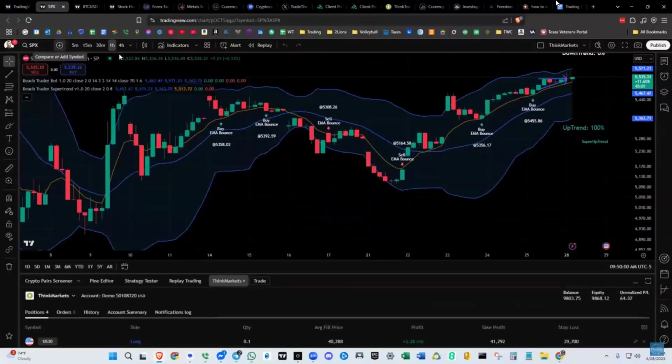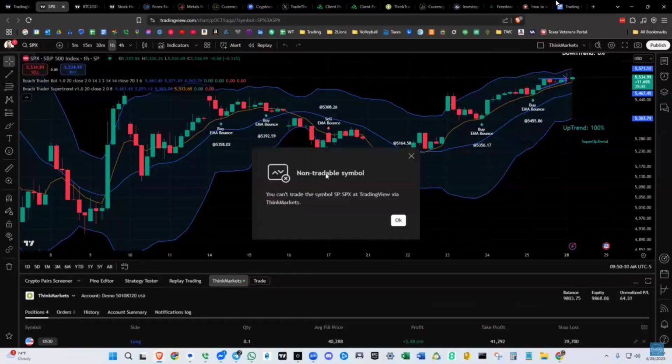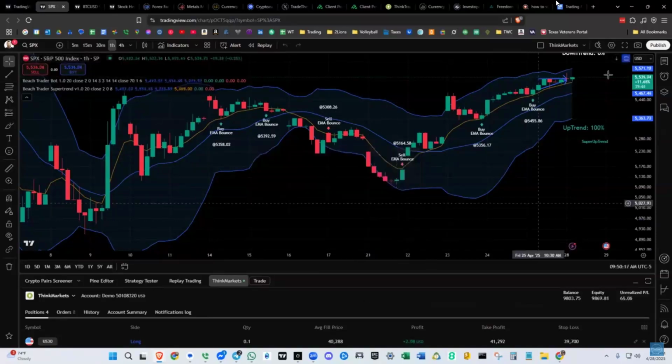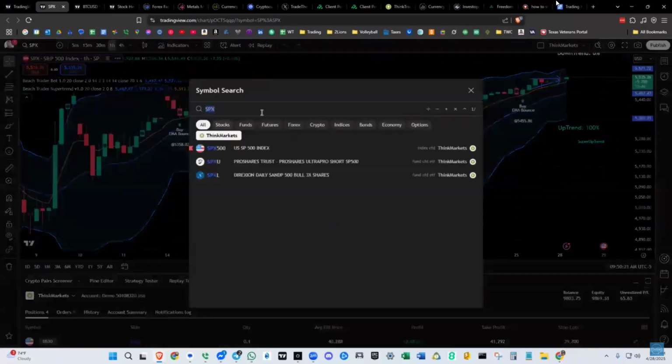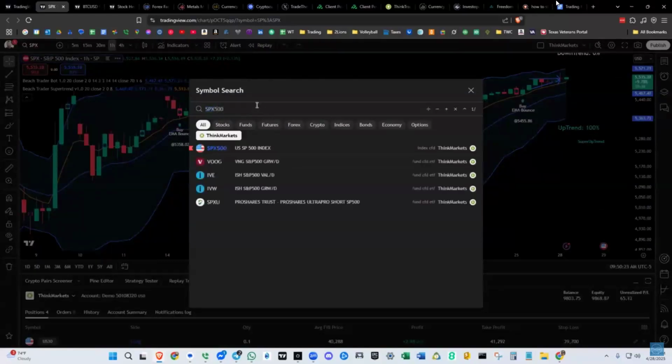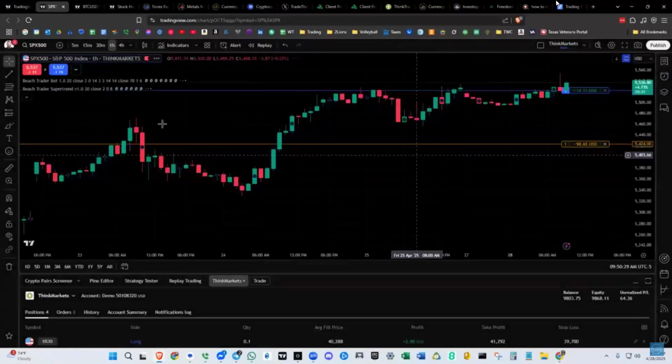They're all in, winning. These are the sell and buy buttons. If you're not on a Think Markets symbol and you try to buy, it'll say a non-trade symbol. So you can't trade on this because Think Markets is not the broker here. So you have to change your symbol, and there's the Think Markets symbol right there.